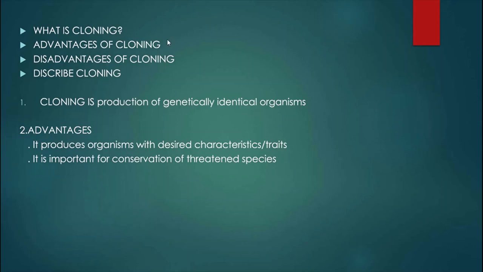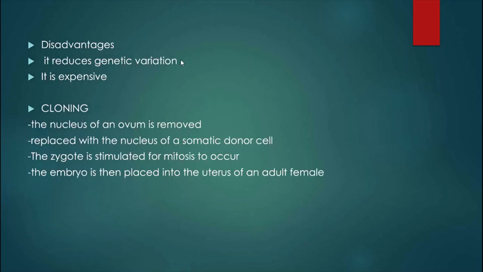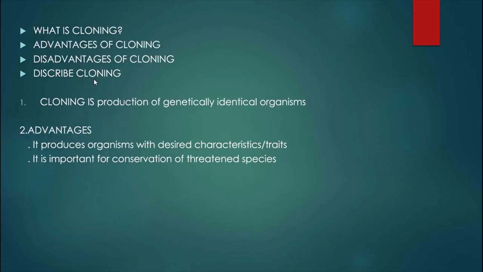Another one, advantages of cloning: it produces organisms with desired characteristics or traits. Another one, it is important for conservation of threatened species. It also creates organs for transplant. So another one, disadvantages of cloning. The answer is that it reduces genetic variation. It is also expensive.